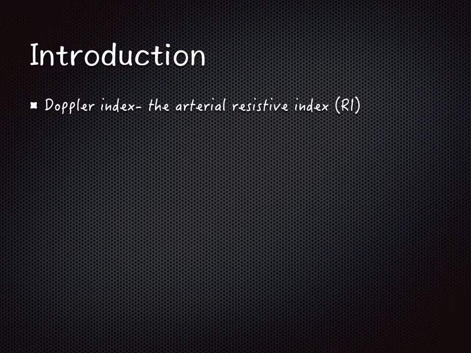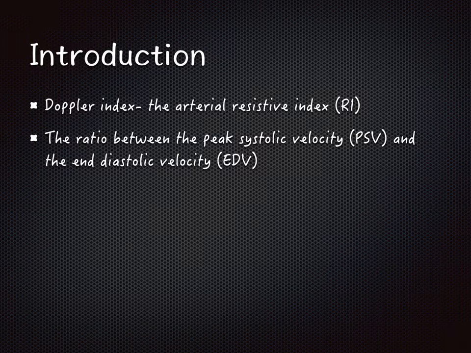Arterial resistive index is a Doppler index. It measures the arterial resistance in the peripheral vessels by calculating the ratio between the peak systolic velocity, PSV, and the end diastolic velocity, EDV, which is independent of the angle and position of the transducer. The index is calculated as PSV minus EDV, then divided by PSV.